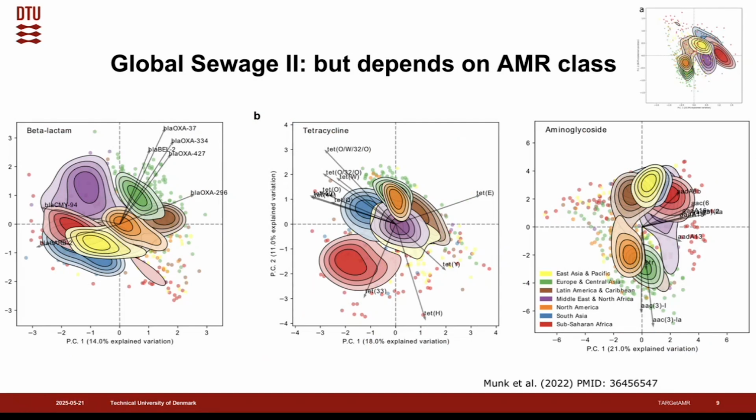So here is the same PCA biplot, only looking at different classes of resistance. It seems that there are different patterns depending on which kind of resistant genes you're looking at. Some overlap much more across the different world regions, whereas if we're looking at beta-lactam, then the purple were much more separated.